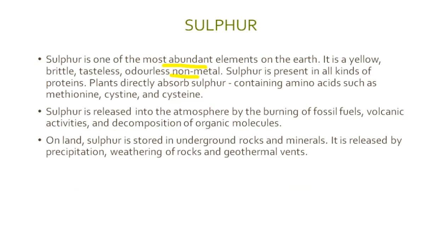Plants directly absorb sulfur-containing amino acids such as methionine, cysteine, and cystine. Sulfur is released into the atmosphere by the burning of fossil fuels, volcanic activities, and decomposition of organic molecules. On land, sulfur is stored in underground rocks and minerals. It is released by precipitation, weathering of rocks, and geothermal vents.